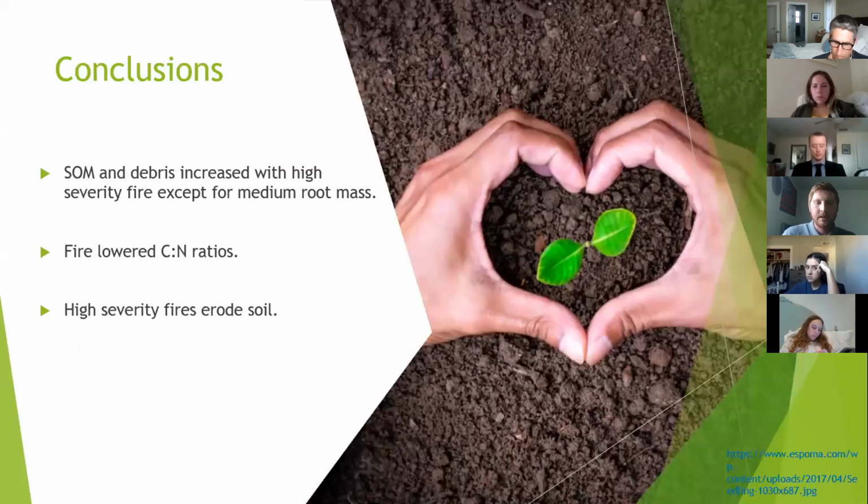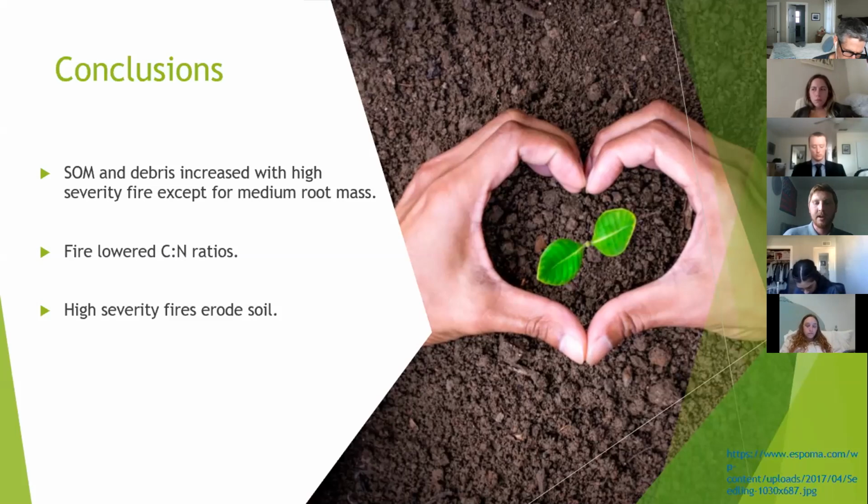All right, in conclusion, carbon concentrations were seemingly unaffected by fire severity, while nitrogen rates doubled with increasing severity, leading to carbon to nitrogen ratios increasing for the control plots. Rock fragments and fine root abundances increased with fire severity, while medium root abundances decreased.